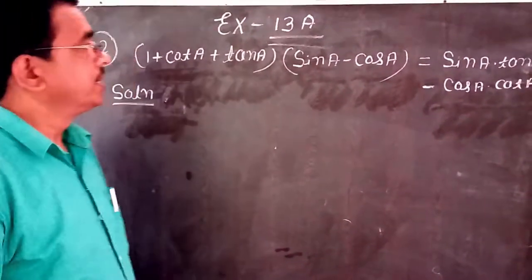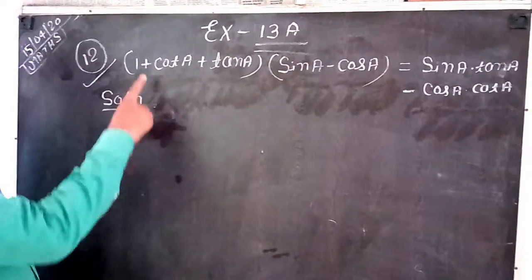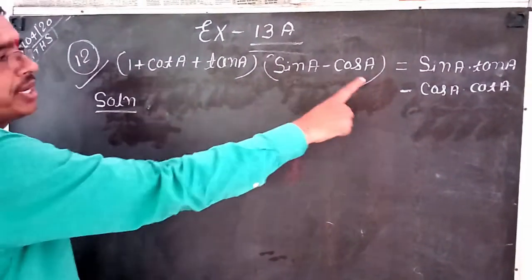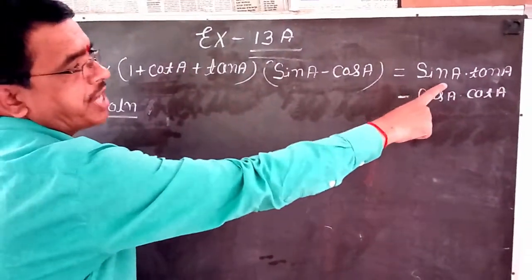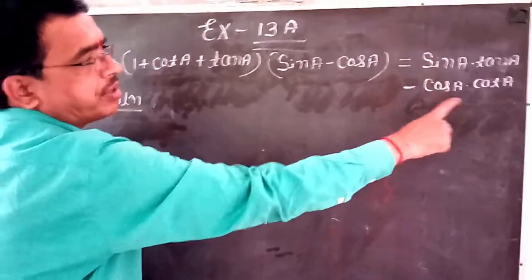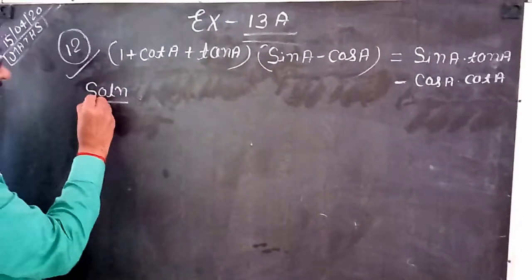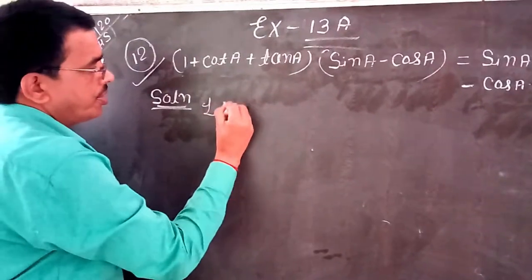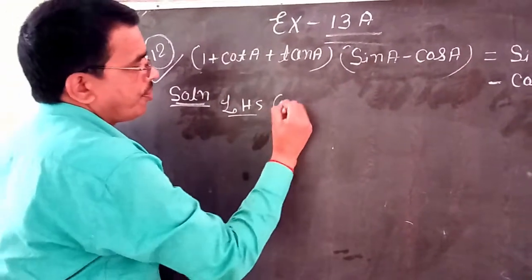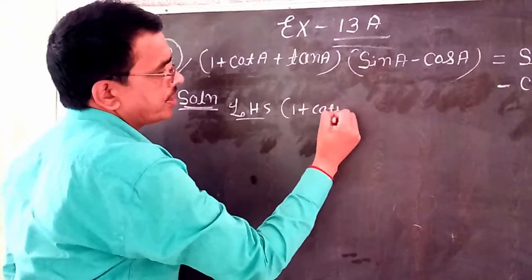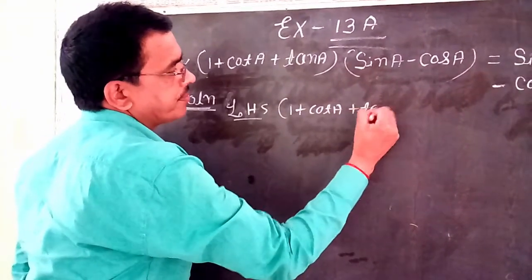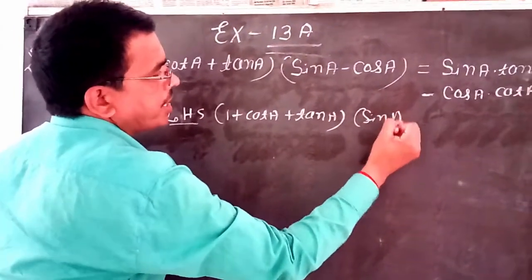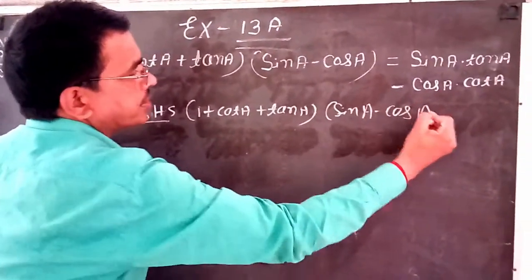Now see here, that question is 12: (1 plus cot A plus tan A) into (sin A minus cos A) is equal to sin A into tan A minus cos A into cot A. In your solution, first write the LHS. So LHS is (1 plus cot A plus tan A) into (sin A minus cos A).